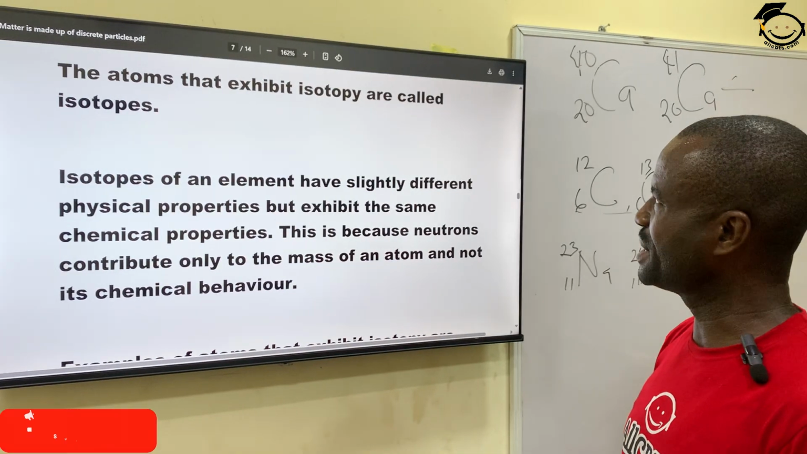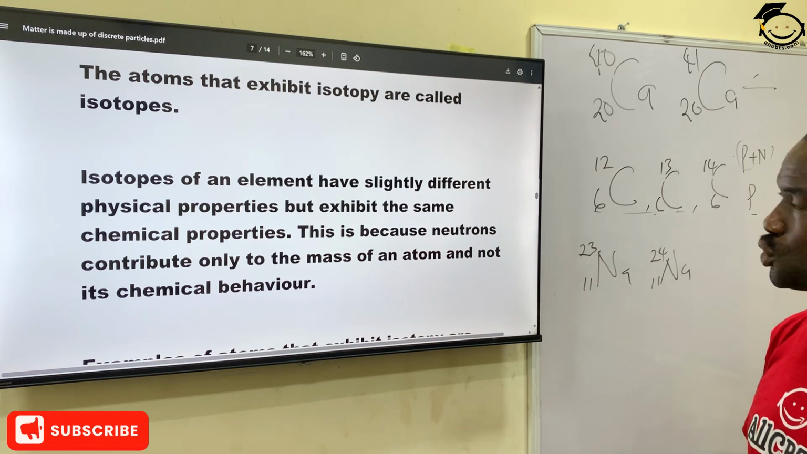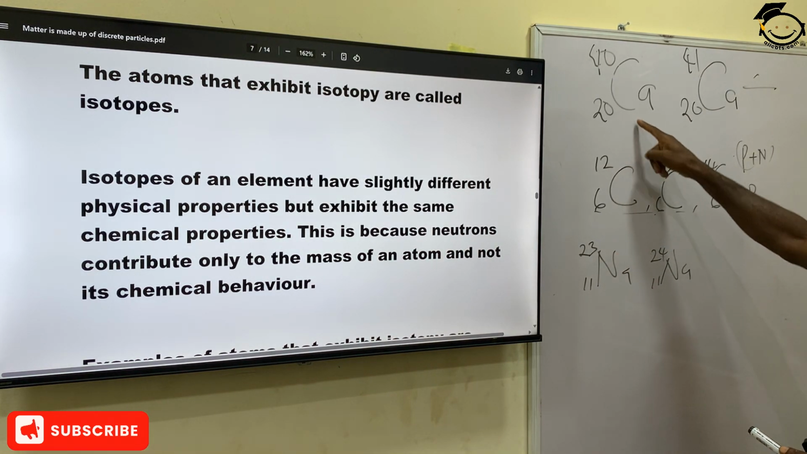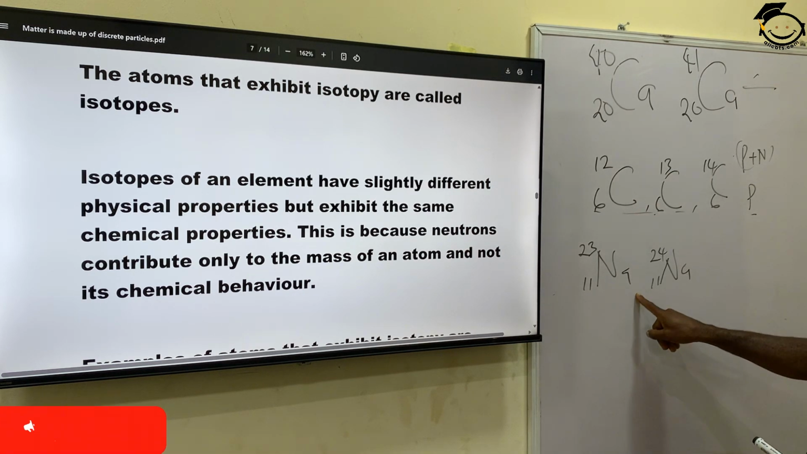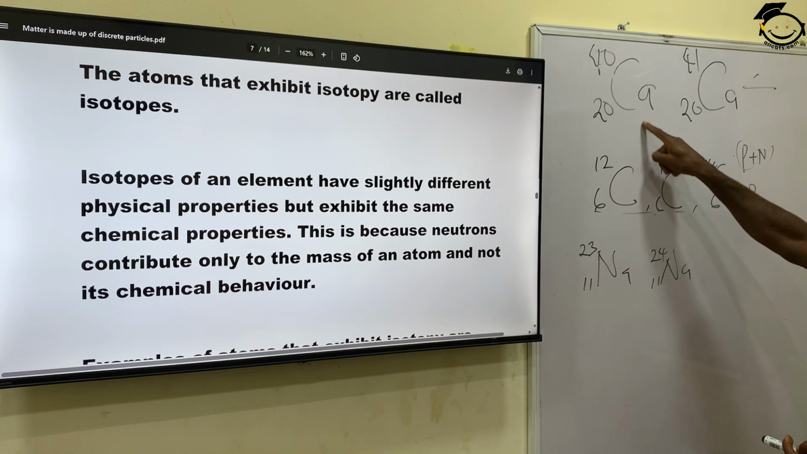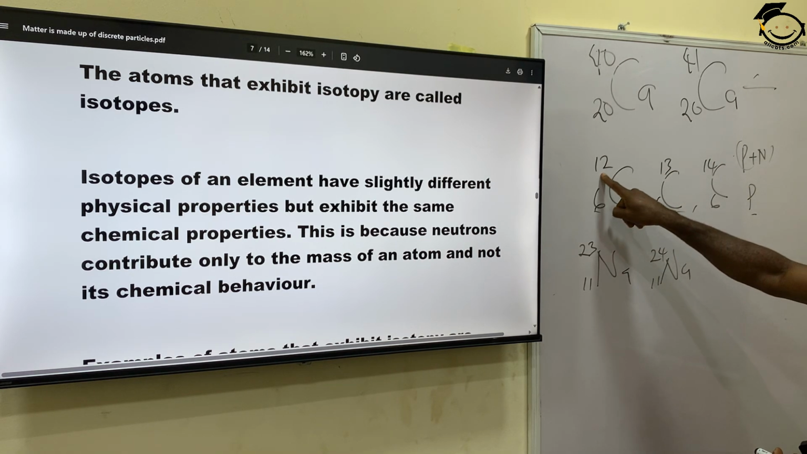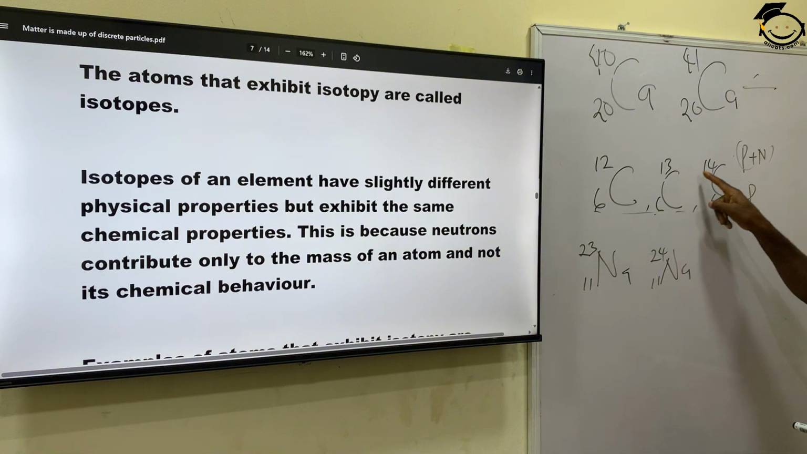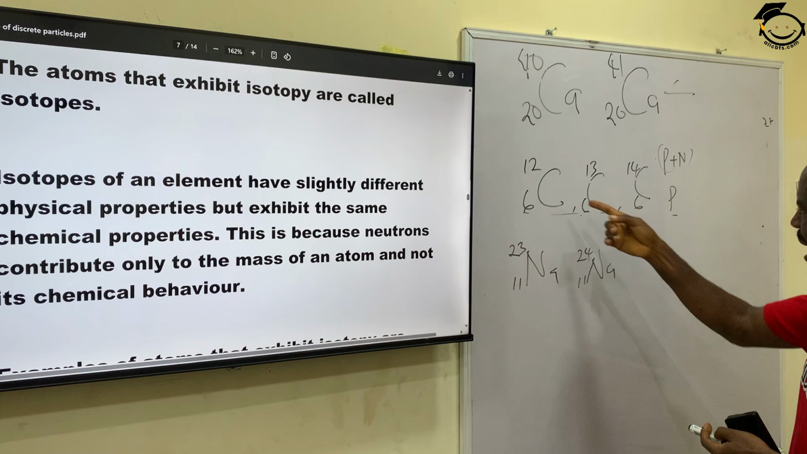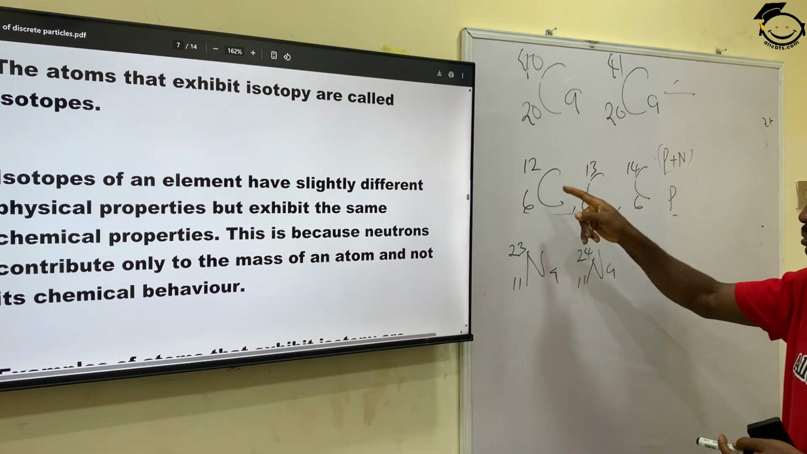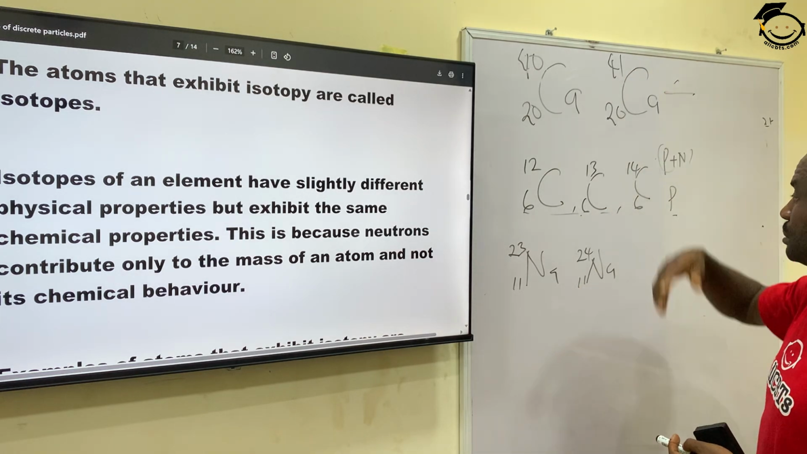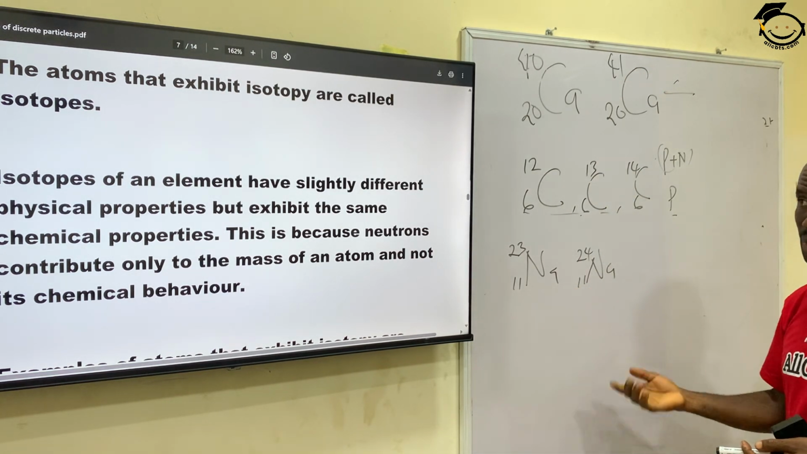The atoms that exhibit isotopy are called isotopes. So these are atoms: calcium, carbon, sodium. We call them isotopes of what? Carbon. This is an isotope of carbon. So we have carbon 12, carbon 13, carbon 14. So these elements are called isotopes. So carbon can be represented in different isotopes: carbon 12, 13, and 14. The same thing as oxygen, calcium, sodium, and so on and so forth.